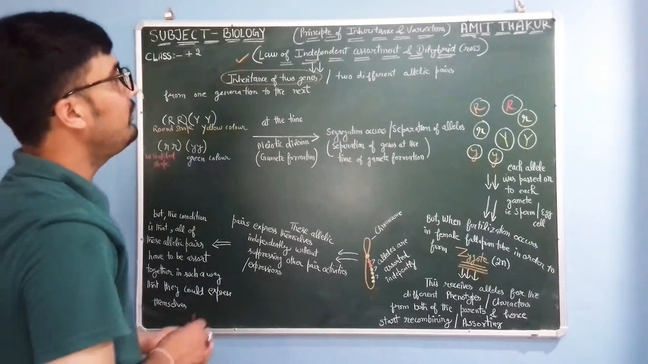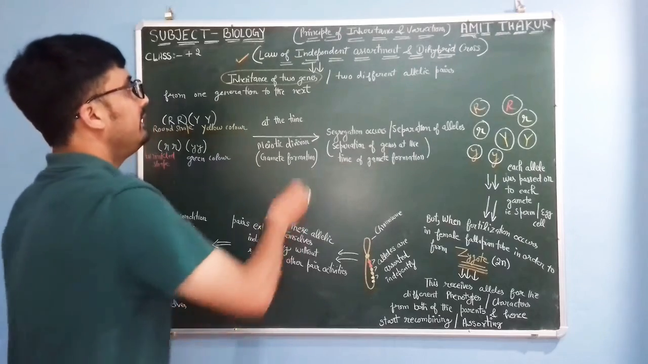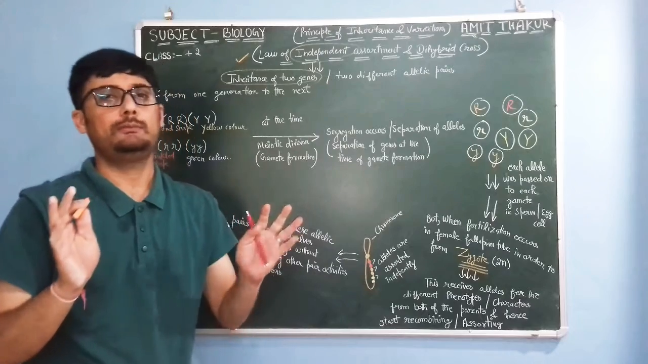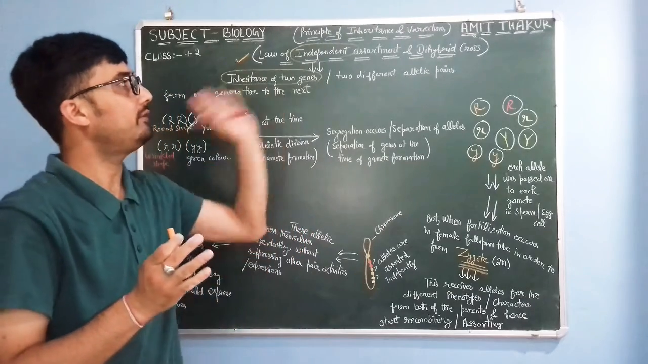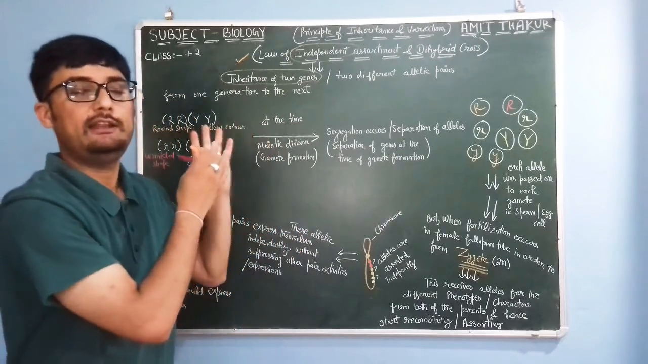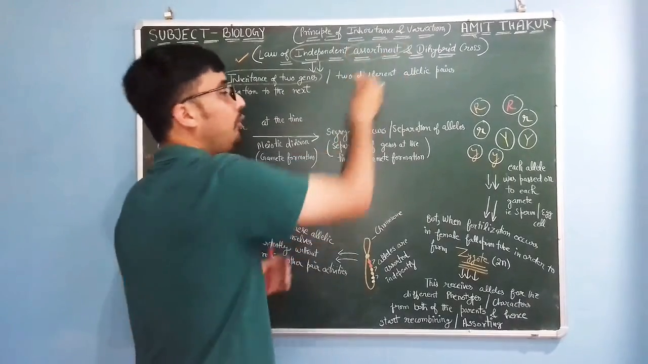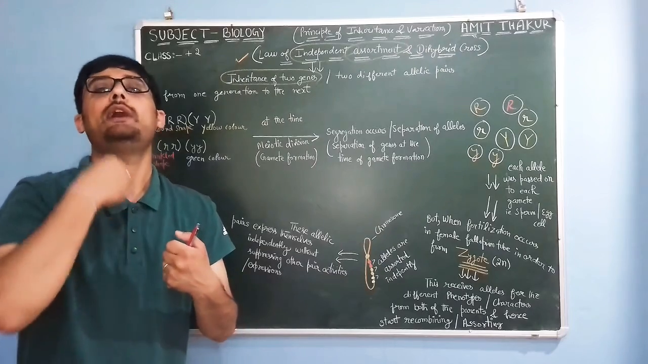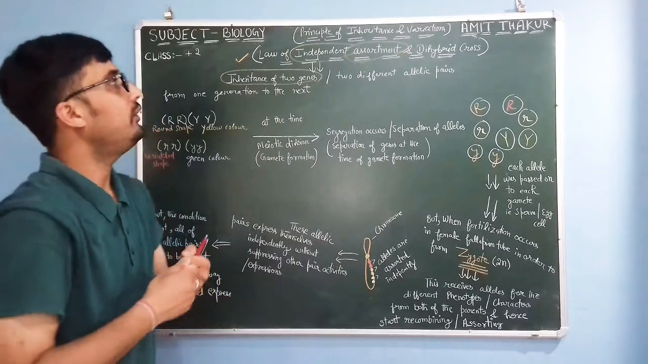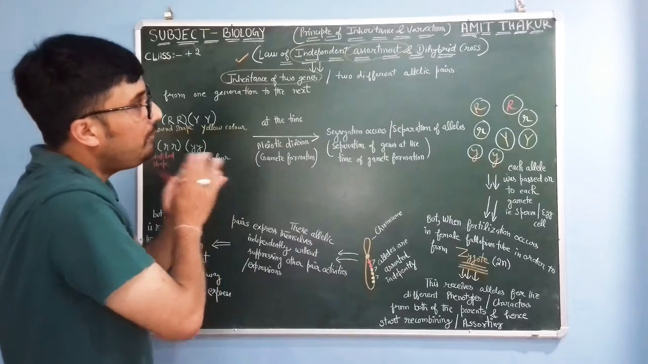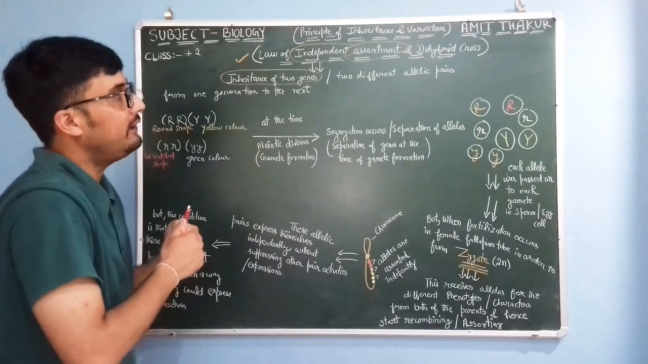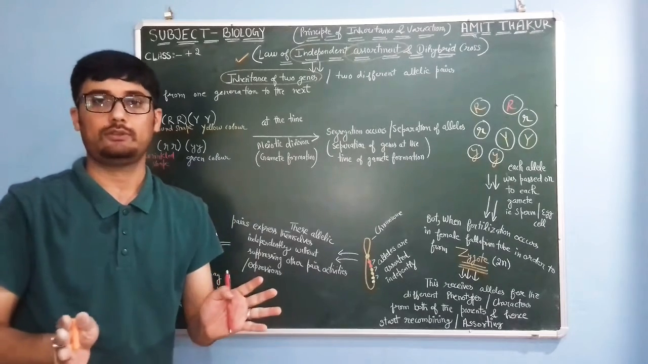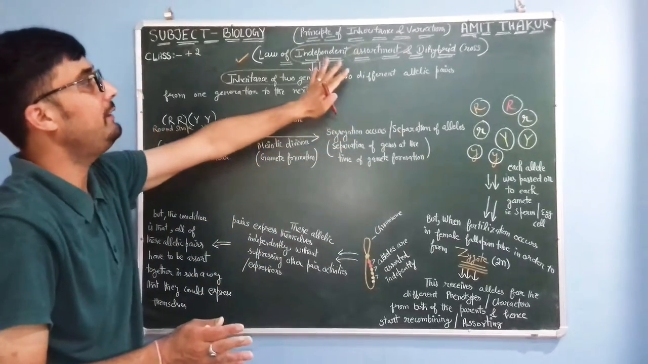So what is the meaning of independent assortment? Independent means, as you know, without any pressure; there is no pressure on the expression of these allelic pairs. Assortment means to gather, to assort together. To assort together in order to express something. So this is all about independent assortment. That means to assort together in order to express something independently. So it's the simple definition of independent assortment.